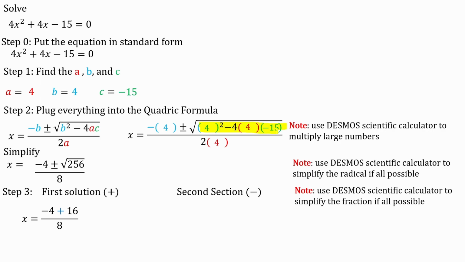So the first solution would be x is equal to negative 4 plus 16 over 8. That simplifies to 3 over 2. And the other one was negative 4 minus 16 divided by 8, which can simplify into negative 5 over 2. So there you go. Those are your two solutions.